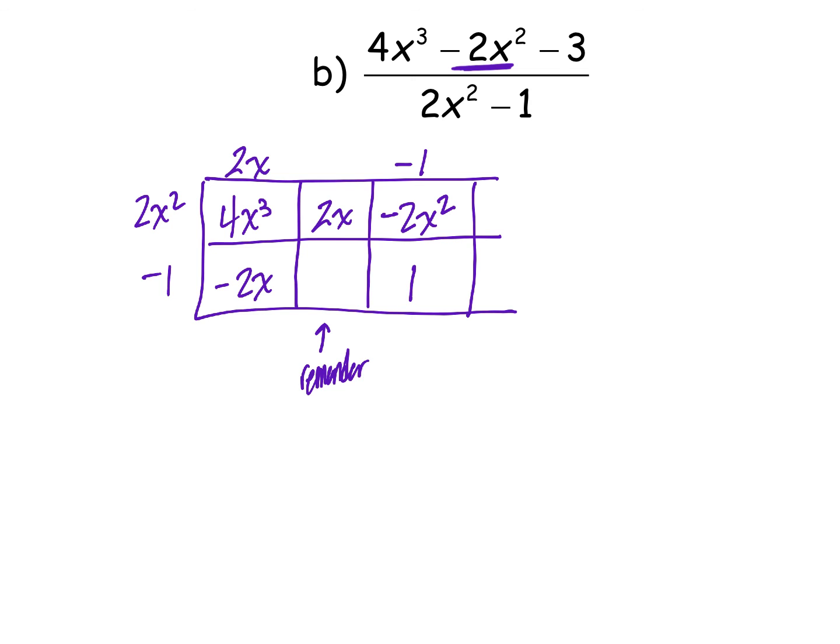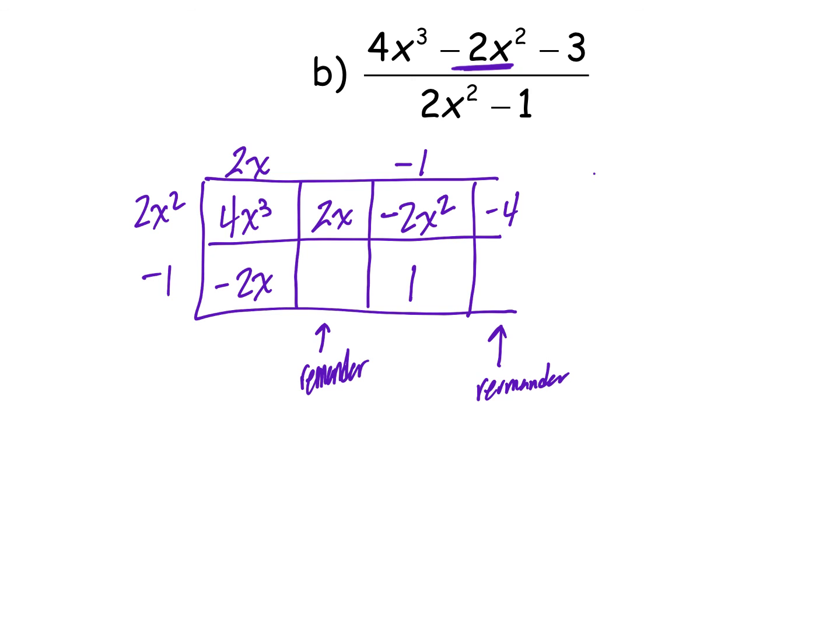Okay, and what do I add to 1 to get negative 3? How far is 1 from negative 3? Think about your number line. Negative 4. There you go. So here again is a remainder.